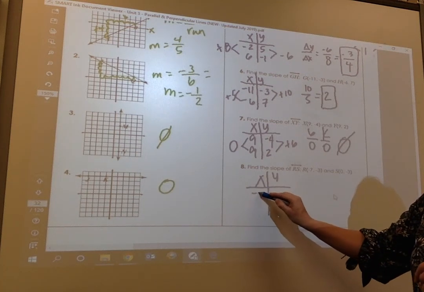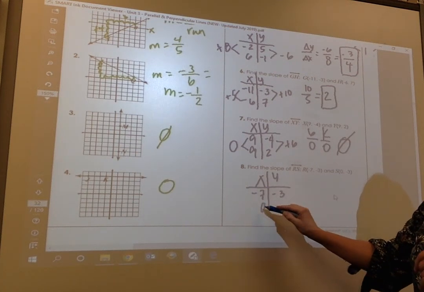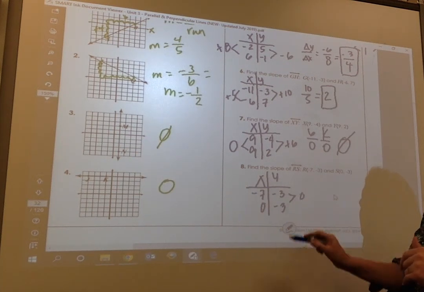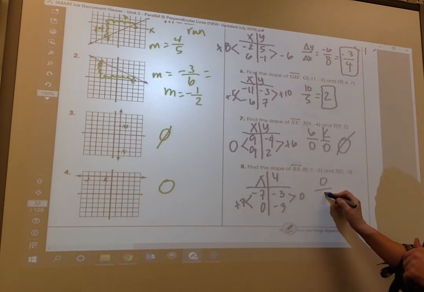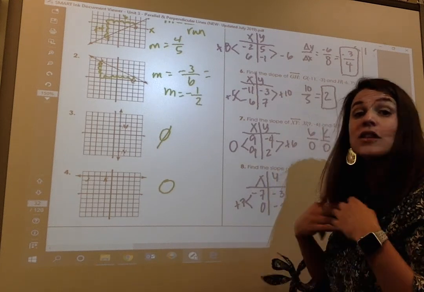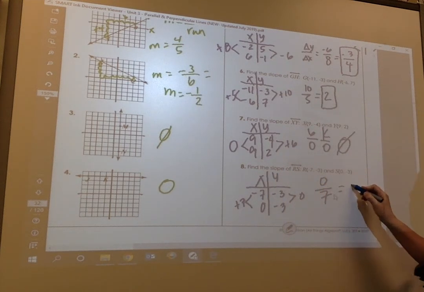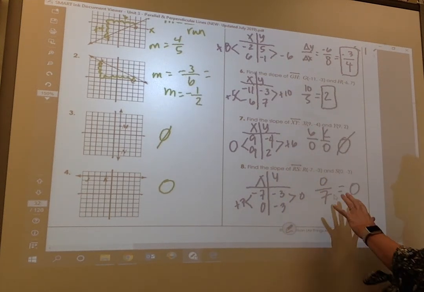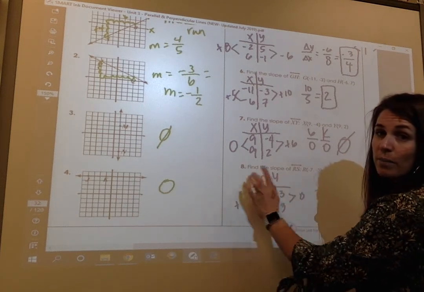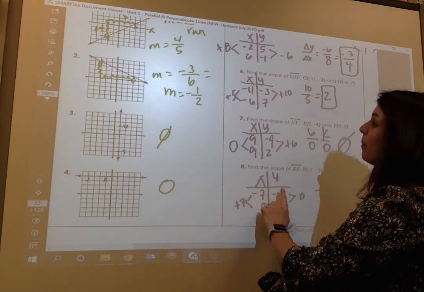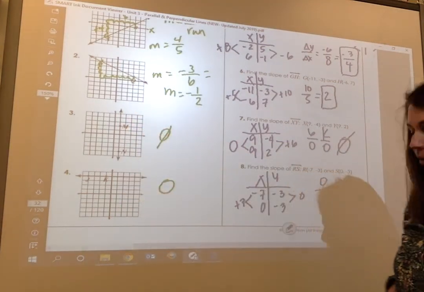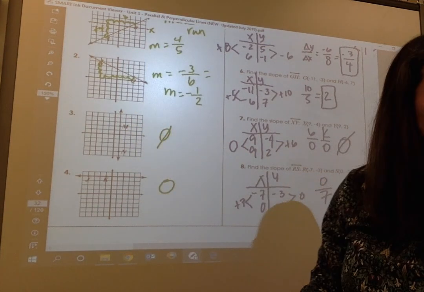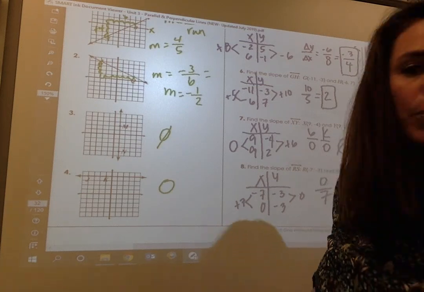Last one on number 8. Again, I'm doing a table. (-7, -3), (0, -3). My change in y is 0. My change in x is up 7. So 0 over 7 is okay. It's okay for me to have 0 over 7, and that reduces to a 0 slope. So my slope of 0, remember, is this right here. My slope undefined looks like this, up and down, okay? So that is a quick slope review.